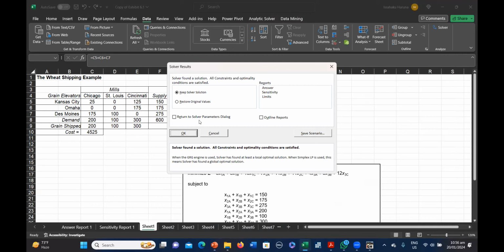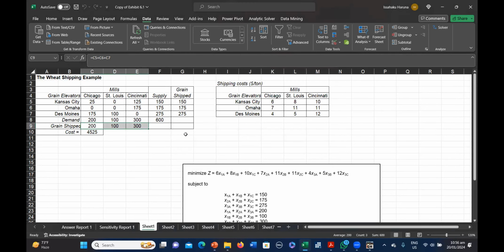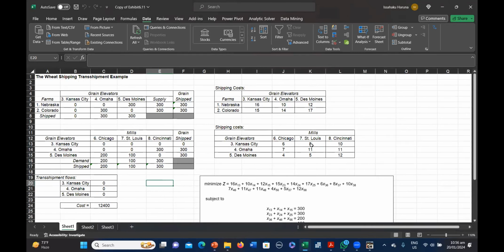So that provides us a solution of 12,400 with the various decision variables appropriately placed. Okay.